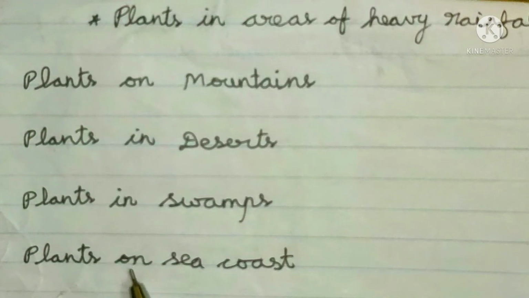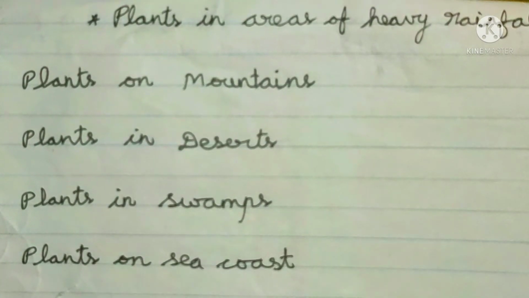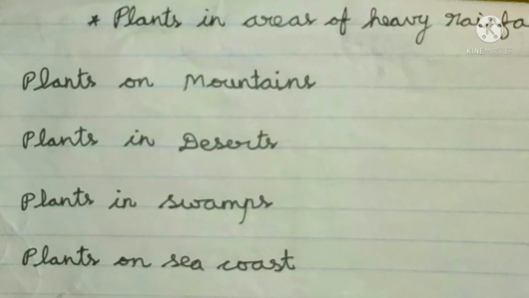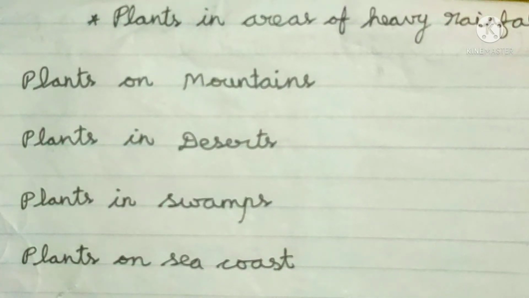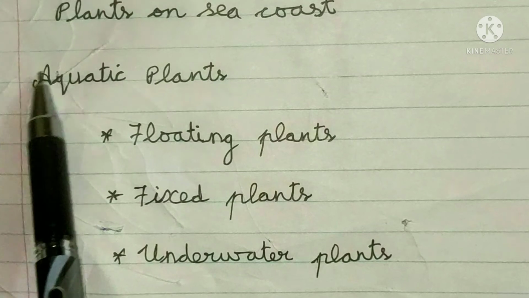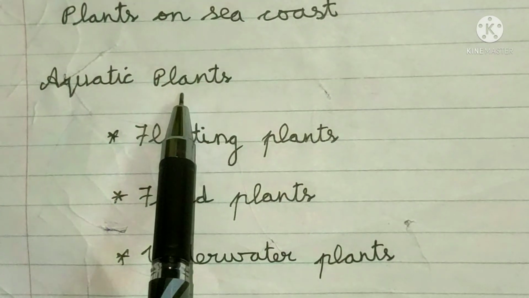Next, plants on sea coast. Coconut trees grow in coastal areas because they can survive in salty water and prefer areas of high rainfall. The seeds of such plants are carried off to faraway places by water. Okay. Next, we can revise aquatic plants.